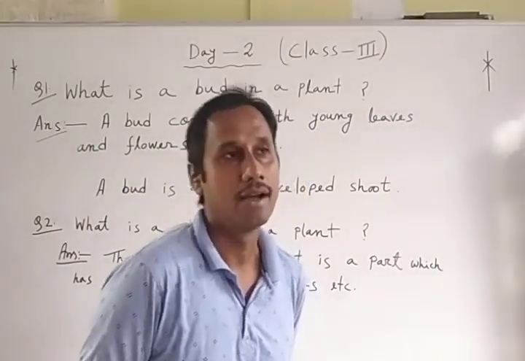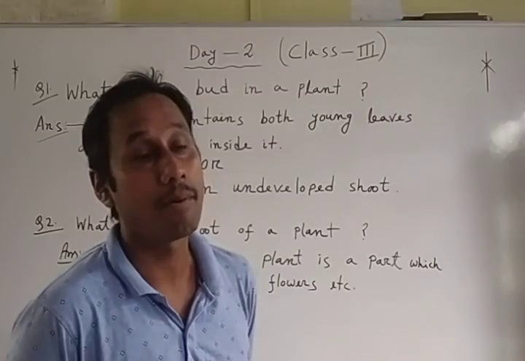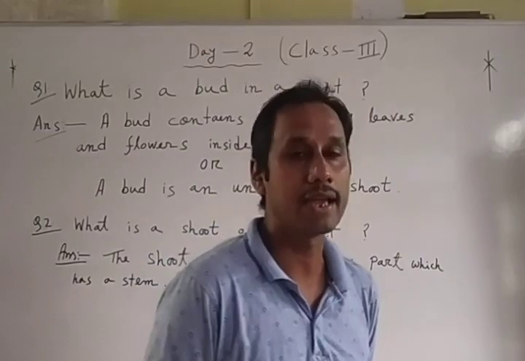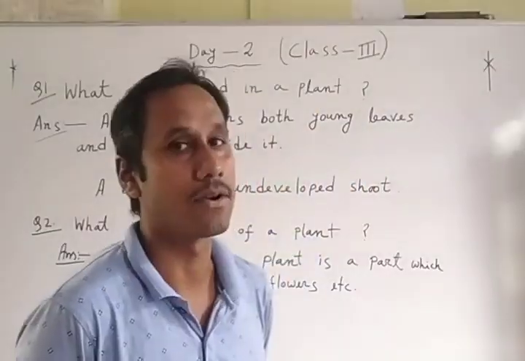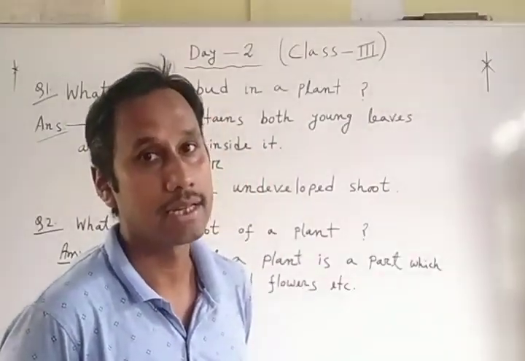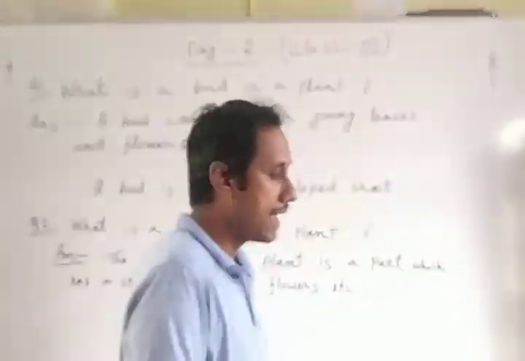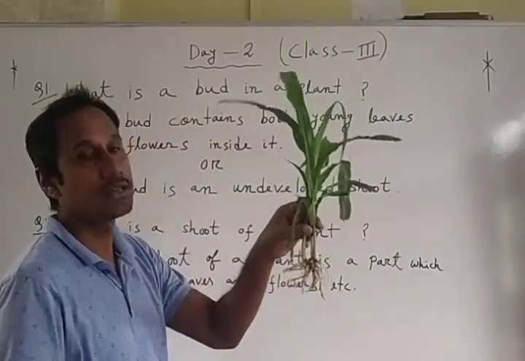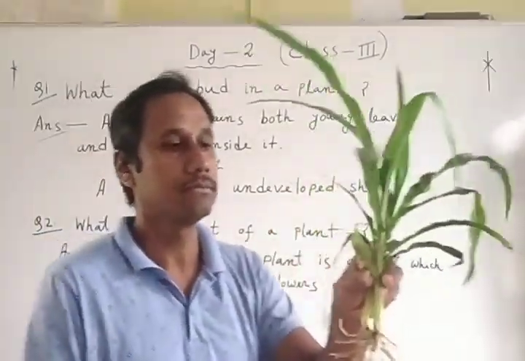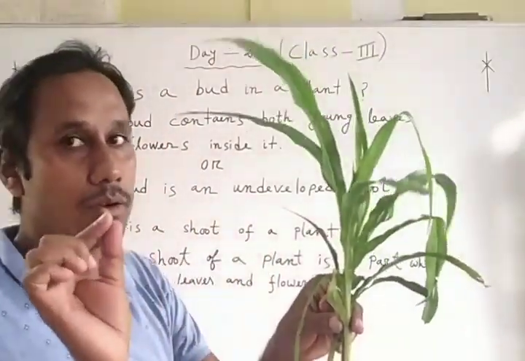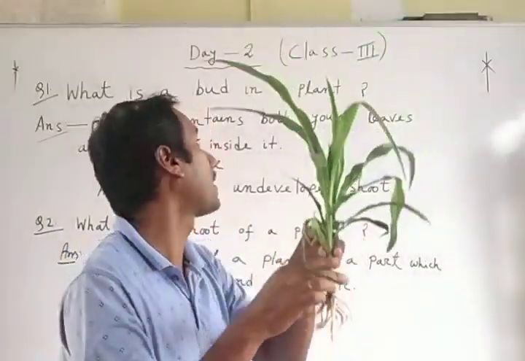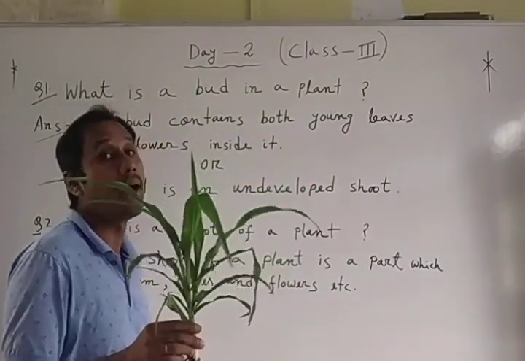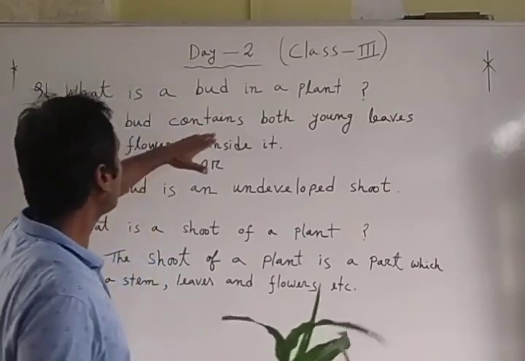In the previous class, I discussed with you the parts of a plant. We learned that a plant has two main parts. One is the shoot that grows above the soil, and another is the root that grows under the soil. Now we have learned one new thing, the bud. In the last class I told you about the bud, so today I am going to explain it.